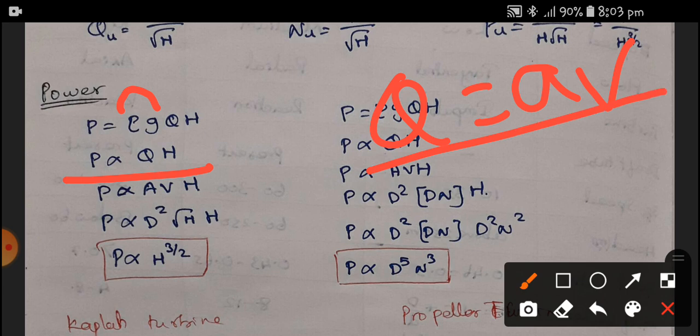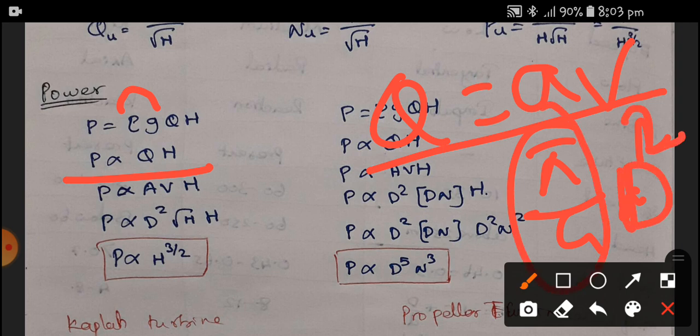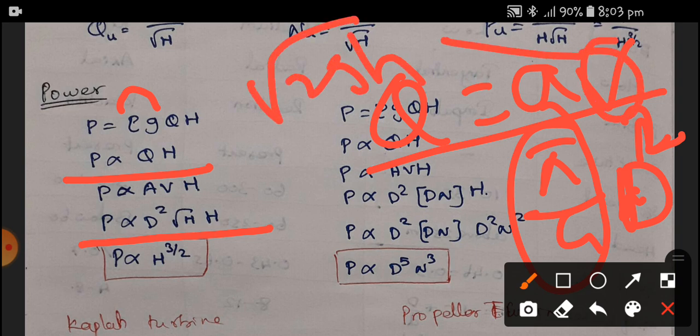Therefore P is directly proportional to A into V. We know that area is equal to pi by 4 D square, and again this is a constant. Therefore, P is directly proportional to D square and V, which is nothing but root of 2GH, where H is the head. That is why P is directly proportional to H power 3 by 2.